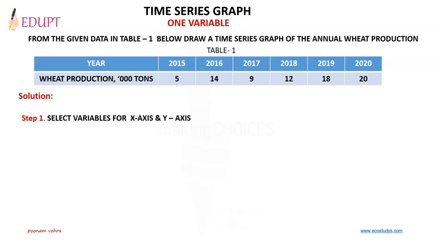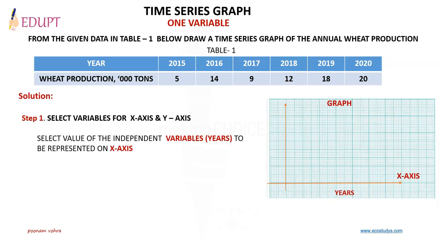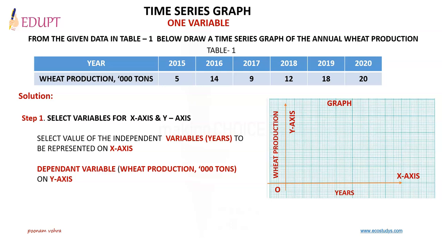Let's go step by step. First step is to select the variables for the x and y axis. On the x-axis, as I just mentioned, the time period, which is years in this case, is taken, and on the y-axis wheat production in 1,000 tons would be taken.